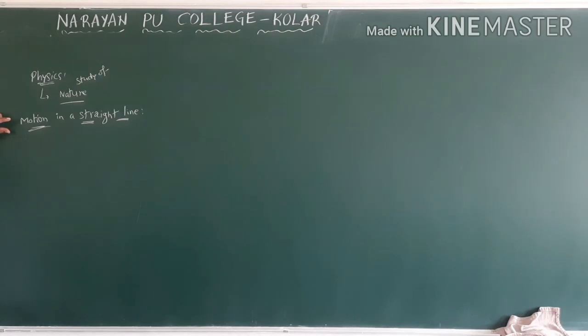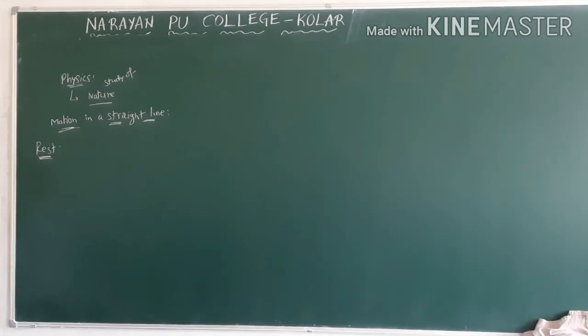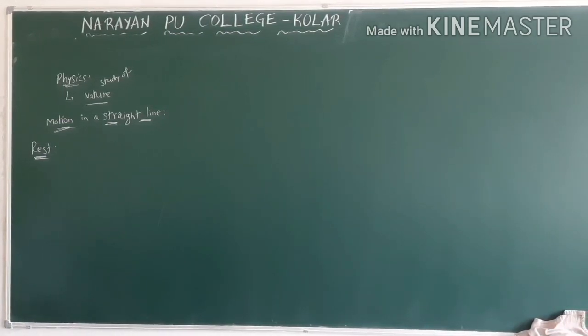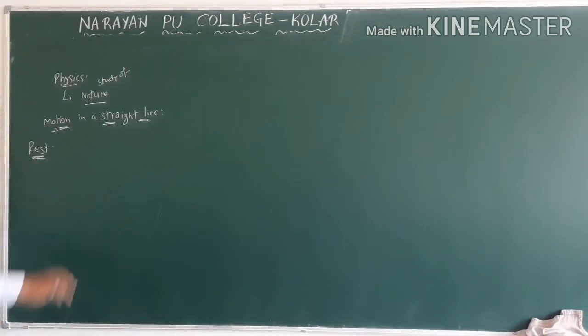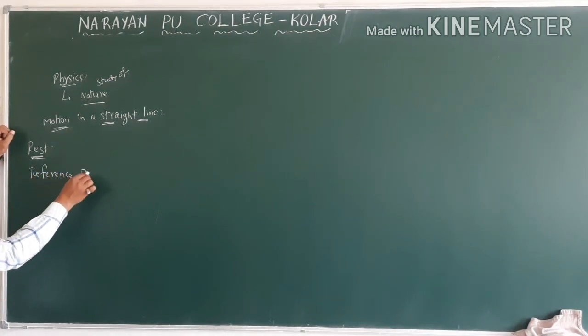So when is the object said to be in motion, and when is the object said to be at rest? First we will go for rest. When is the object said to be at rest position, and when is it said to be in motion? First we will see rest. For this we require one reference point.